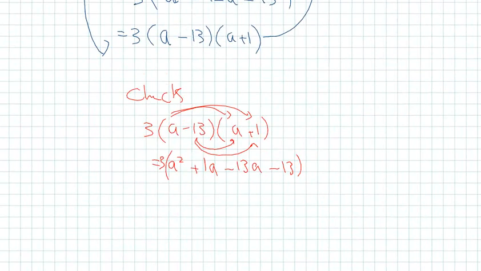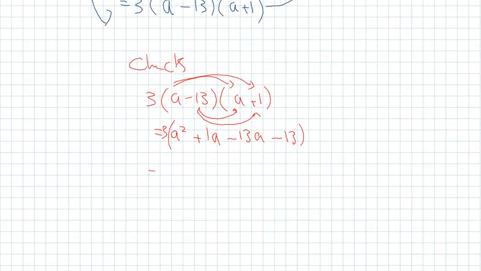Now collect like terms. You can collect like terms inside the bracket. So plus 1a minus 13a. What do I get? Negative 12a. Okay. What's my last step?